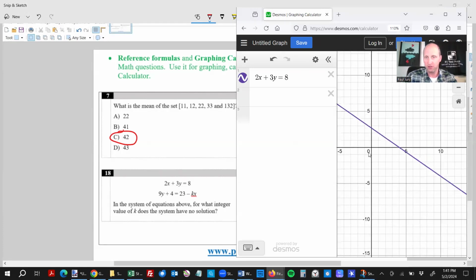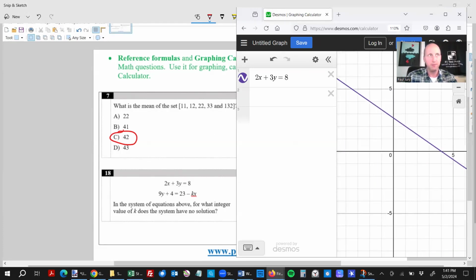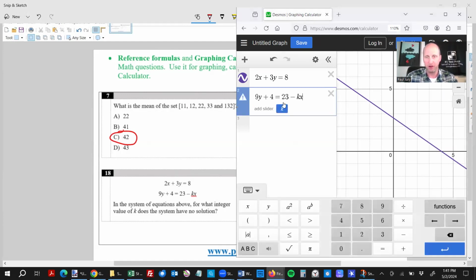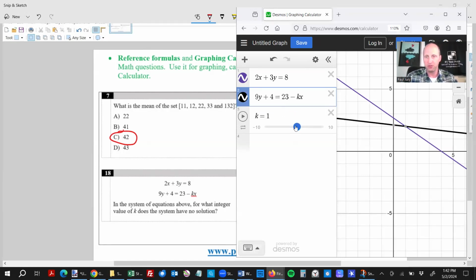2x plus y equals 8. And then let's plug the second one in with the k in it. And you'll see something interesting that happens here. If you put a k in, or any letter, it could be j or k, it'll offer you the value of adding a slider, which is a super useful tool, because now you can just rotate this until it actually is parallel.